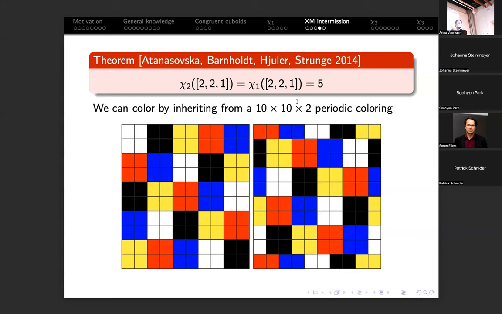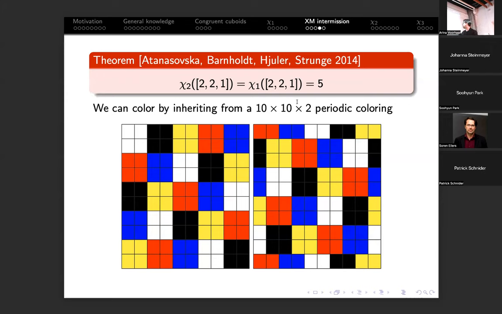So they will not touch within the layer. And this is very easy, right? This you can do for all sizes. It doesn't have anything to do with 2 by 2. And it will give me a 5 coloring of something which is planar, which is not very impressive.